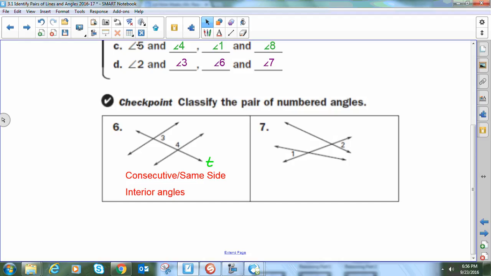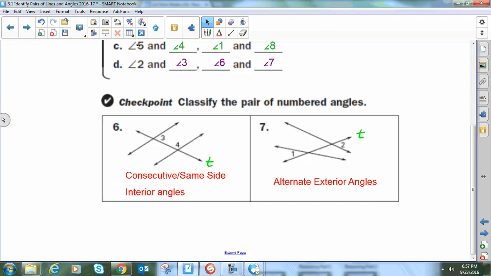Now in number 7, again, I'm going to go ahead and say, well, this line here must be the transversal line, because that's the one that crosses the other two. So angle 1 and angle 2 are on different sides of it, and they are outside of the other two lines, so those must be alternate exterior angles. There it is.